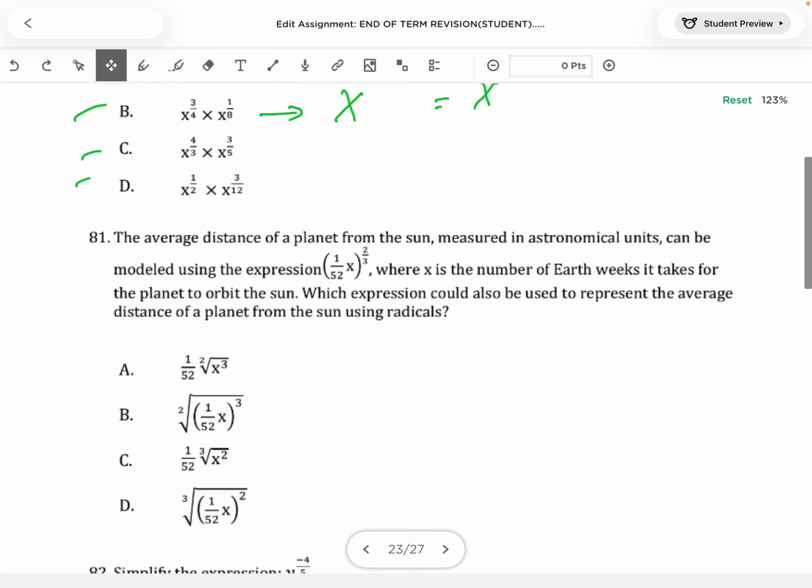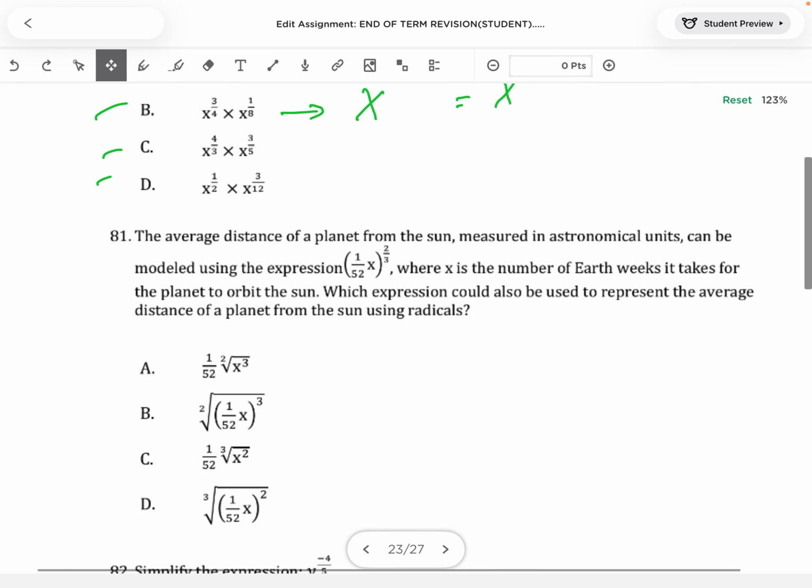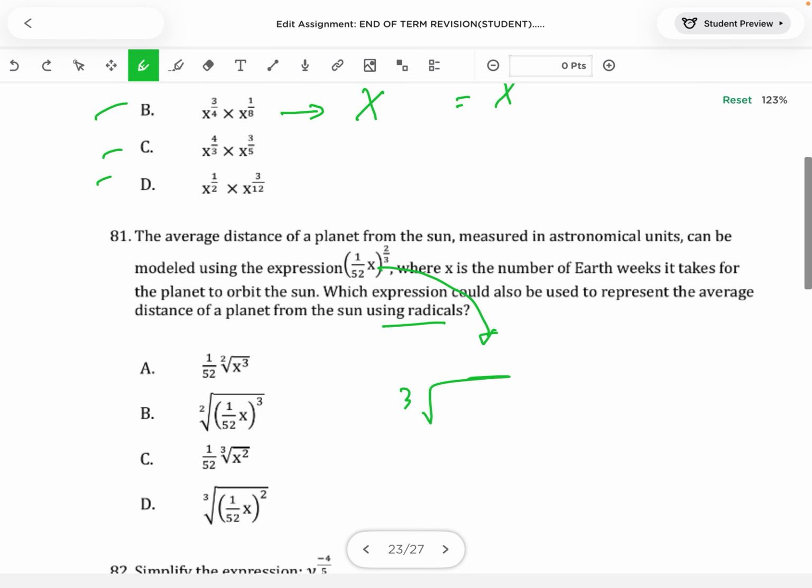The average distance of a planet from the sun is measured by an astronomical unit. Use the expression. Which expression could be used to represent the average distance from the sun using radicals? They asked me to write this expression as a radical. So this one is the third root of (1 over 52x) all to the power 2. Third root, which is this one.